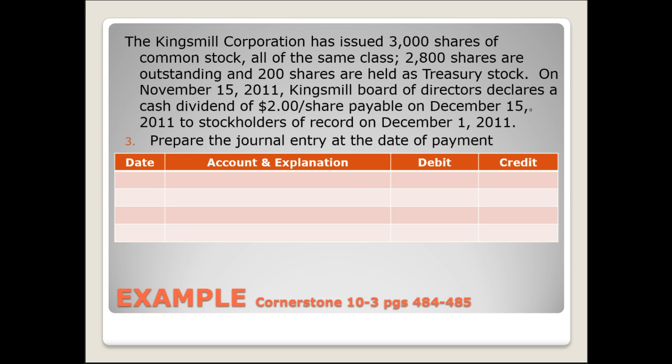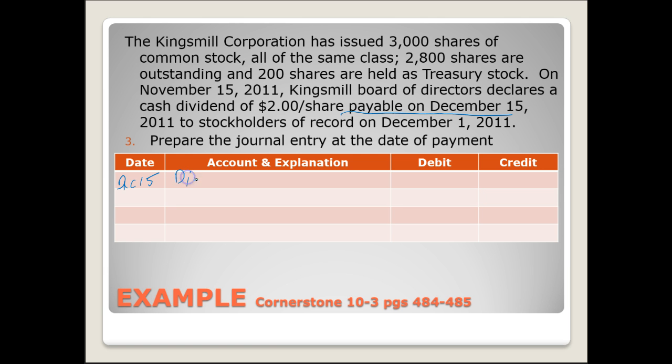Lastly, what's the journal entry on the date of payment? So what's the date of payment? Well, this dividend is payable on December 15th. So the date on the entry for date of payment will be December 15th. What happens on that date?